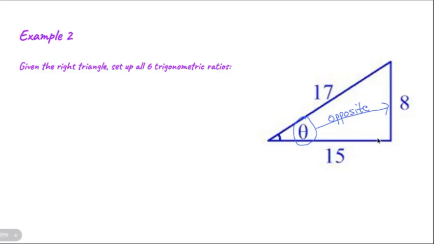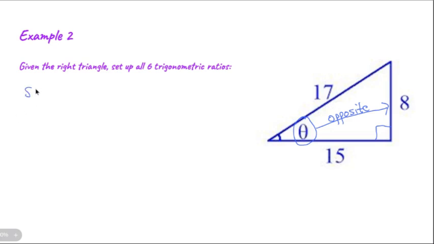The hypotenuse is easy because the hypotenuse is what's always been. It's opposite the right angle. The opposite side is what side is across from the reference angle given to us. So given the right triangle, set up all 6 trigonometric ratios. We're just doing straightforward, simple stuff today. We're not solving any problems. We're just setting up problems.